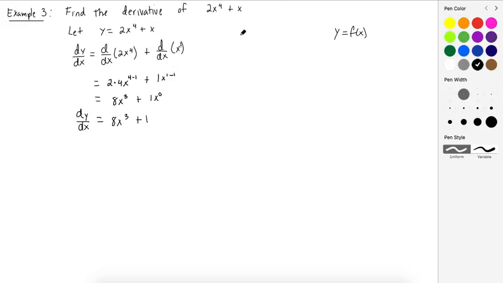Therefore, now we can go back to our original function, and we know that the derivative with respect to x of that function that we were given, 2x to the fourth plus x, is equal to 8x to the third plus 1. That is our solution.